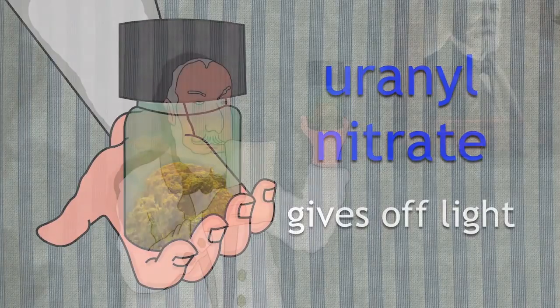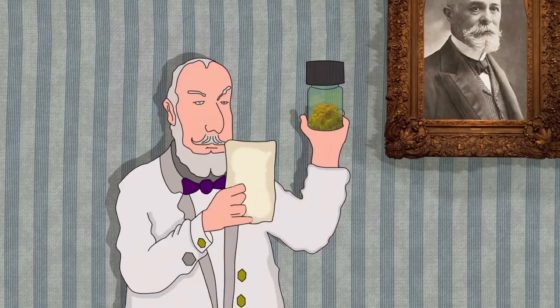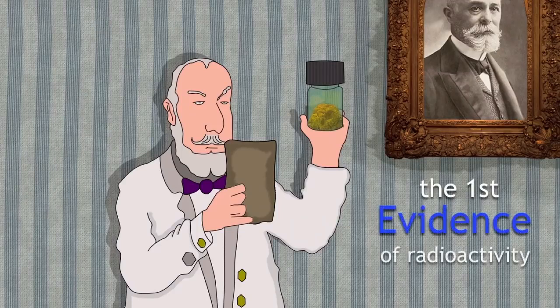This means that there is some evidence in the rock that there's energy being given off, which affects the paper and which gives out this light. This was the first evidence of radioactivity. However, there was no indication of what this energy source was. It was only with the discovery of other radioactive materials that a pattern started to emerge.